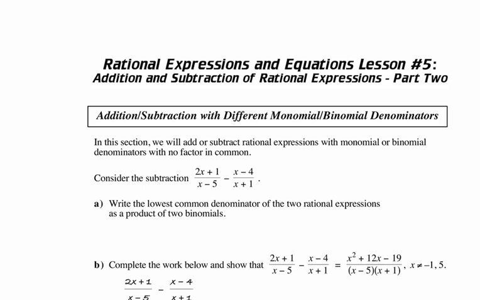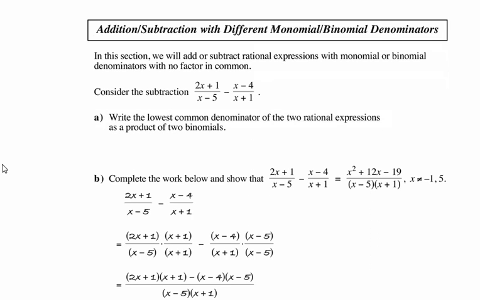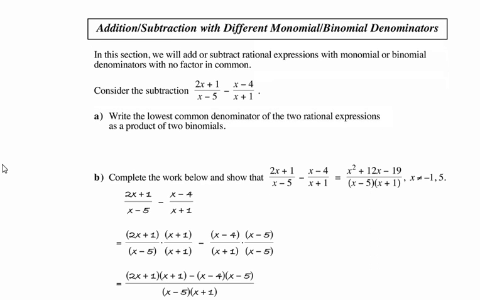Okay, so adding and subtracting. When we add and subtract, we need a common denominator. We're going to look at binomial denominators today, and they maybe don't have anything in common, or maybe they have one thing in common, but not everything. Write the lowest common denominator of the two rational expressions as a product. When the binomials are completely different, the lowest common denominator would be both of them, x minus 5, and it would be a product of the two, times x plus 1.